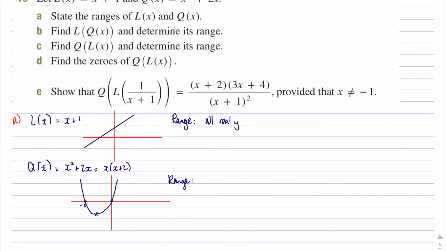well, I need to find this point where it turns around, don't I? That's going to be halfway between the x-intercepts, so x equals -1. So q of -1 equals -1 times -1 plus 2. So -1 times +1 is going to be -1. So its range is y is greater than or equal to -1.